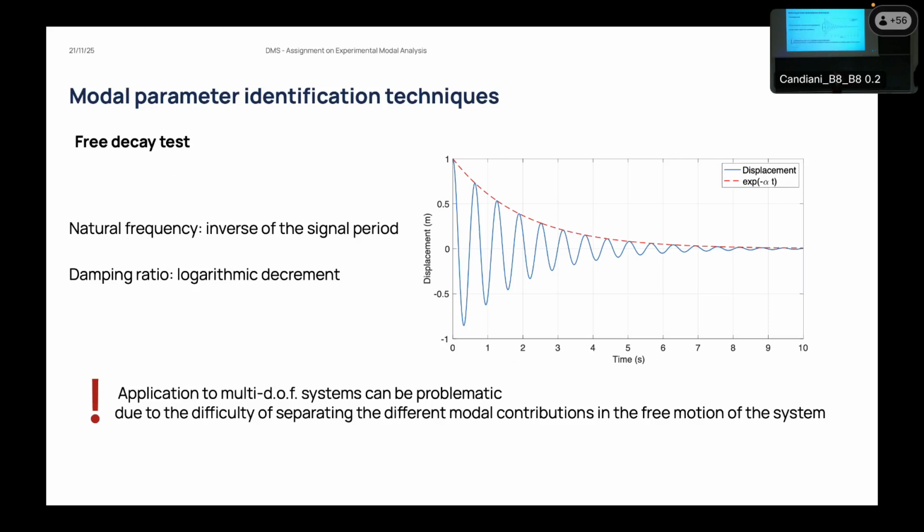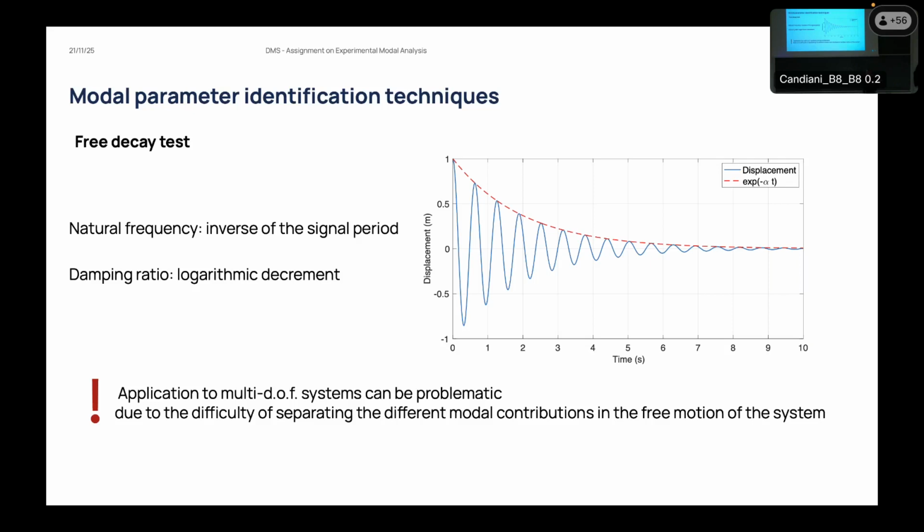In this course, we mainly focus on the so-called modal identification techniques for a single degree of freedom system. And this is because the basic idea behind this assumption is that in the neighborhood of a resonant mode, so if you are close to one of the natural frequencies of the system, you can approximate the behavior of your structure with that specific mode, and that's it.